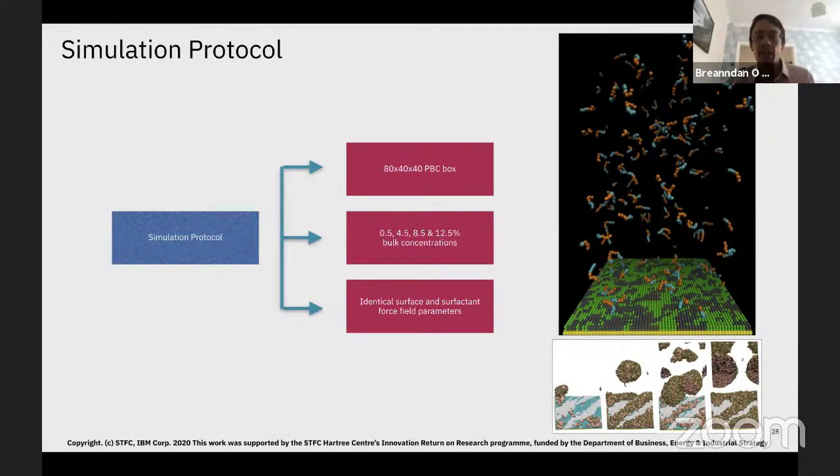So as regards our simulation protocol, we performed DPD simulations using a box of size 80 by 40 by 40, in DPD length units, of course, with periodic boundary conditions in the X and Y axes, with the solid surface slab being at the Z equal to 0 position. And we also performed for each molecule and each surface adsorption simulations for 4 distinct bulk concentrations of the molecules. And note that we used identical surface and surfactant force field parameters for both the head and bead types within the surfactants and in the surface.